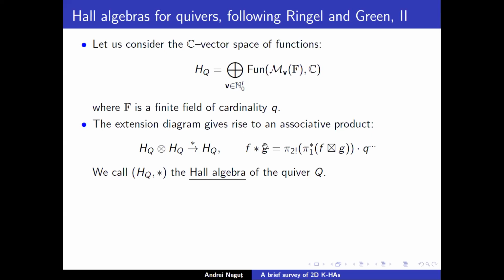So you take f and g, which are functions on MV and MV prime respectively, and by applying this construction over here, you get a function on MV plus V prime, and that gives you essentially a linear map from H_Q tensor H_Q to H_Q. The power of little q over here is some detail. The power is an integer which depends on the combinatorics of the quiver, and since I ran out of space on this slide, I'm not giving you a definition of this, but you can find a definition of this power of q in any textbook or lecture notes on Hall algebras.